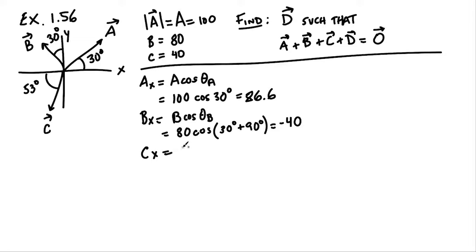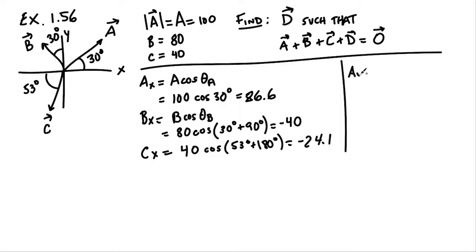And C sub x is going to be the magnitude, which is 40, times the cosine of 53 degrees plus 180 degrees, because we have to measure counterclockwise. And so that's 223 degrees. When we plug that in the calculator, we get negative 24.1. Now we can do the same thing for the vertical components, A sub y. So A sub y is going to be A times the sine of theta sub A. So that's 100 times the sine of 30 degrees. So that's going to be 50. Again, I'm not writing sig figs here. I'm just doing the math.